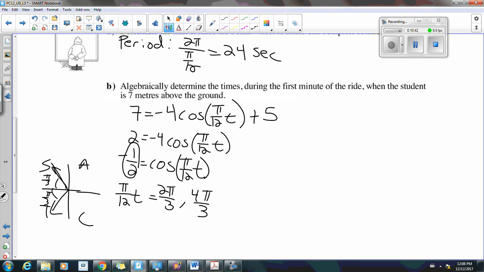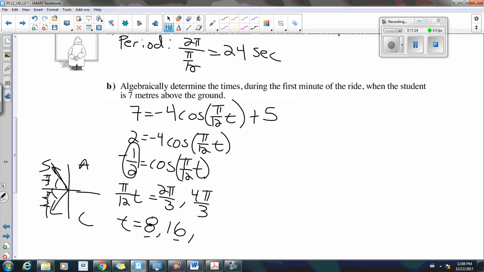And now I got to work on getting t by itself. So you could start by multiplying everything by 12 and then dividing by pi, or you could do it in one step by dividing each of these fractions by pi over 12. Either way, this is just going to give you the numbers 8 and 16. So if you think of it as multiplying everything by 12, you'd get 8 pi and 16 pi, and then when you divide everything by pi, the pi's go away. But it wants to know the number of times this happens in the first minute. So it happens once on the way up and once on the way down, so it makes sense we have two answers here. But then it keeps going around and around, so we want to know how many times in the first minute it happens.